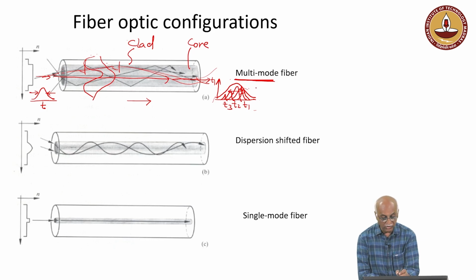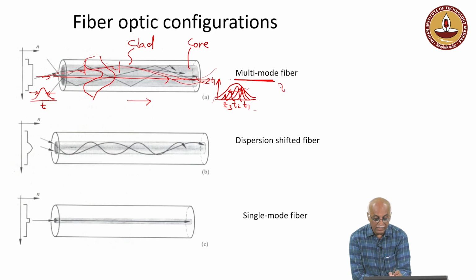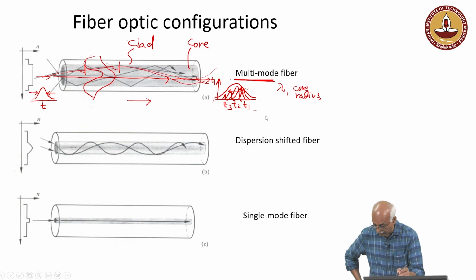Now, the characteristics of this multimode fiber are decided by certain parameters. The parameters are the wavelength of the light which is travelling, the core diameter of this fiber, or the core radius, whichever way we can say it, of this fiber, etc.